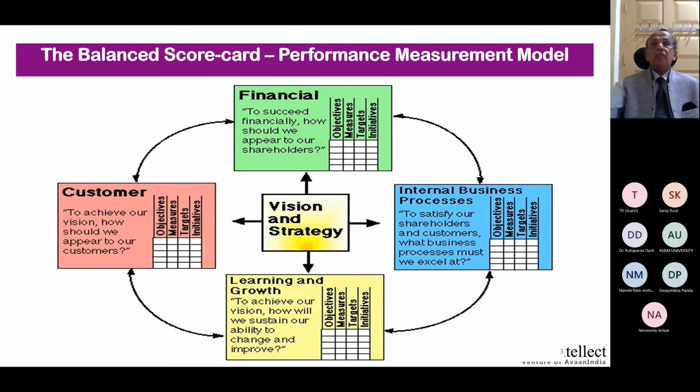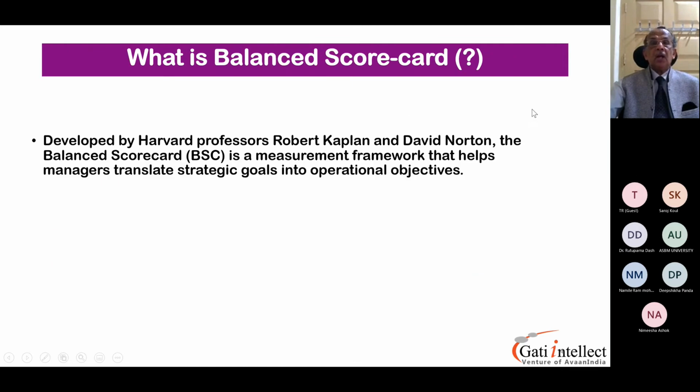Now, if you look at the finance alone, what you are monitoring is the objectives, the measure, the targets, and the initiative. For each one, you can see that. Please understand that this concept has been propounded by 2 professors from Harvard Business School, Robert Kaplan and David Norton. They are the 2 professors who propounded this balance scorecard.